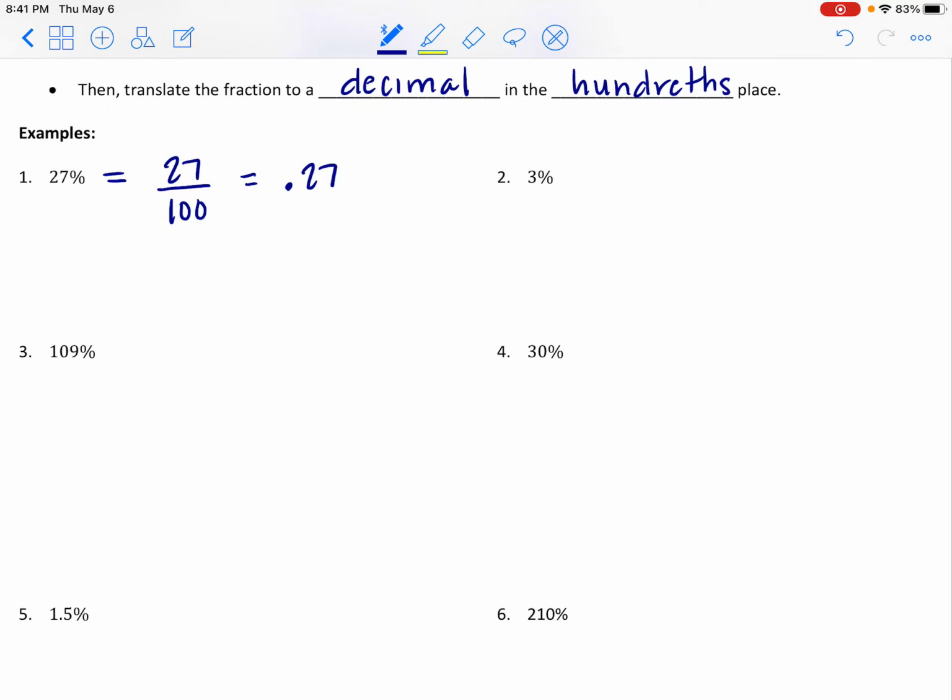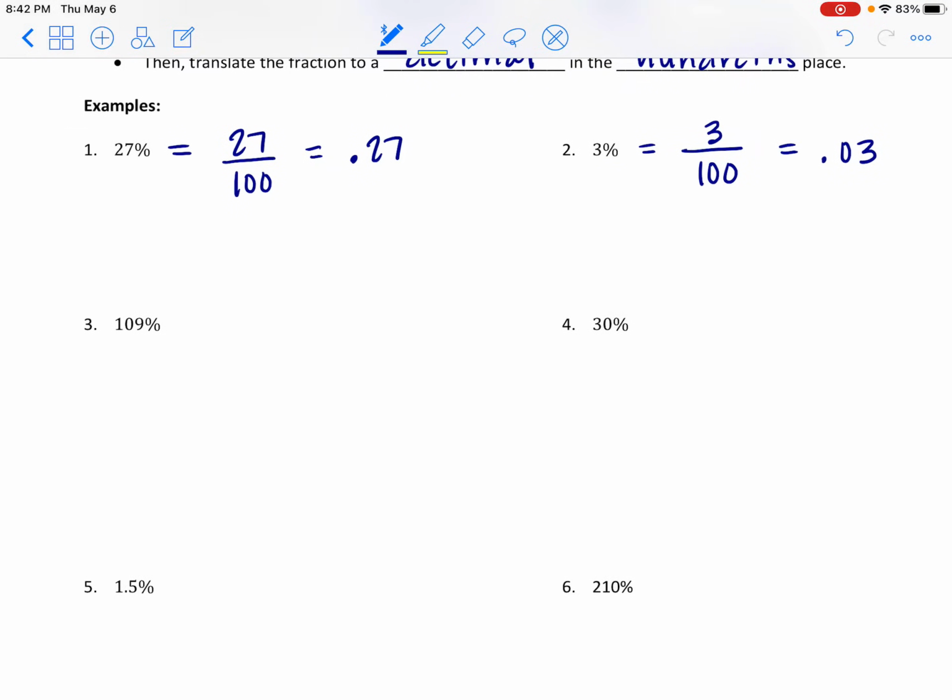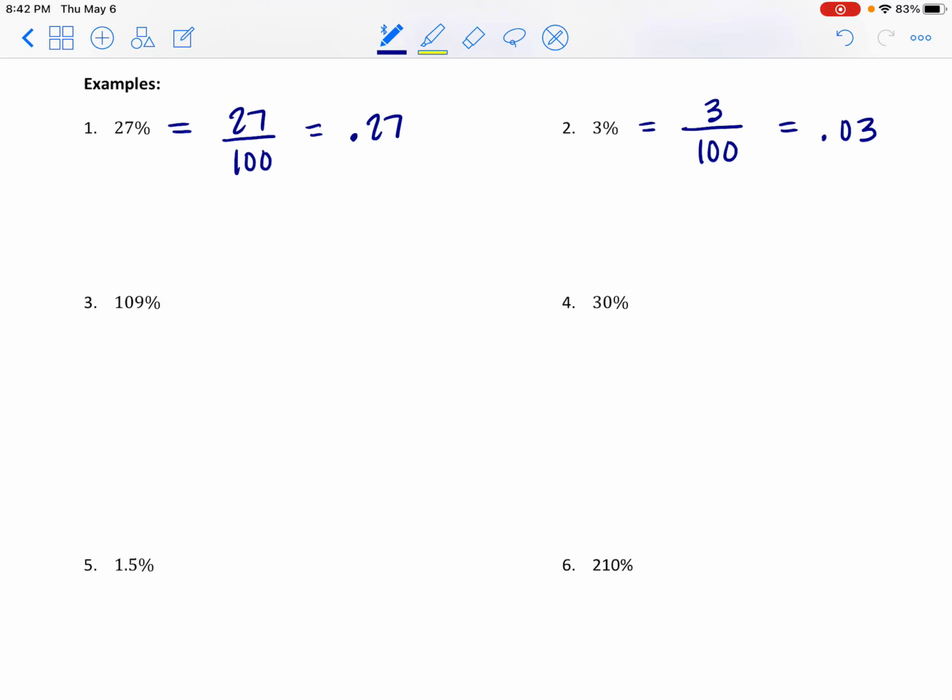Okay, same thing for 3%. 3% translates to 3 out of 100. That is the fraction in simplest form. So if I said write it as a fraction, boom, you're done. And no common factors, so we can't reduce it. And then again, this is 3 hundredths. So we would put 3 in the hundredths place of our decimal. Pretty straightforward.